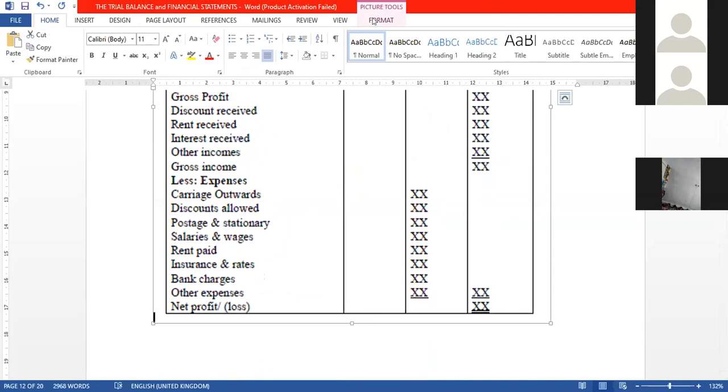Is it well understood? Yes, repairs, insurance, advertisement, depreciation, all those are a part of expenses. Is it well understood? Kindly confirm that before we tackle an example.